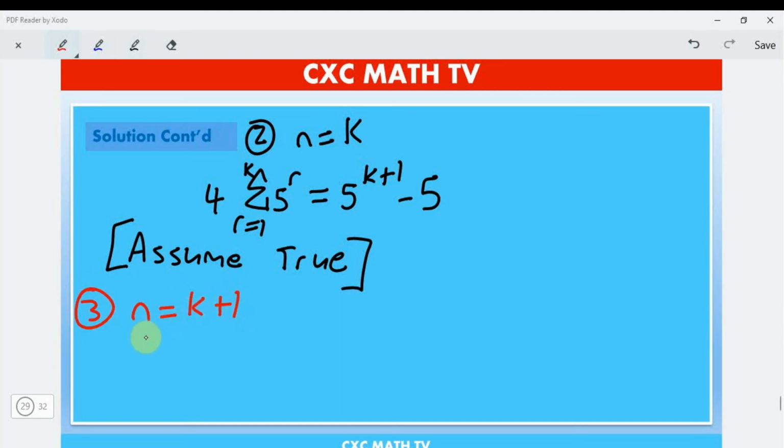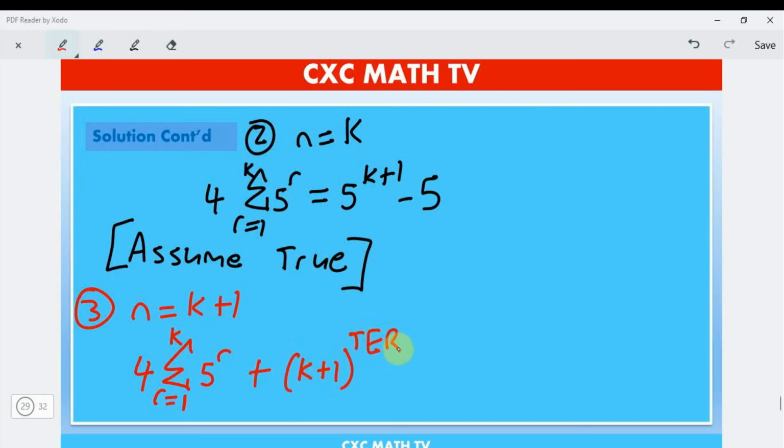So step 3, for n equal to k plus 1, what we're going to have now is the sum from r equal to 1 to k plus 1. Remember, this is the sum from 1 to k plus the k plus 1th term. So it's the sum from 1 to k of 5 to the r, 4 of it, plus the k plus 1th term.